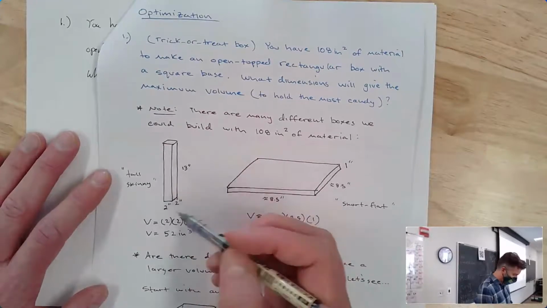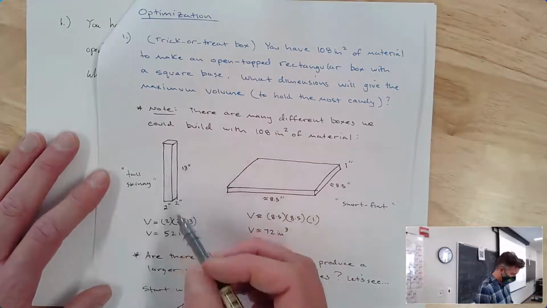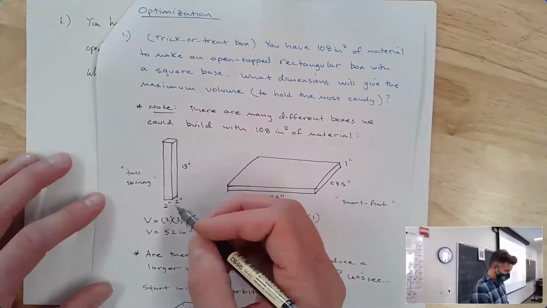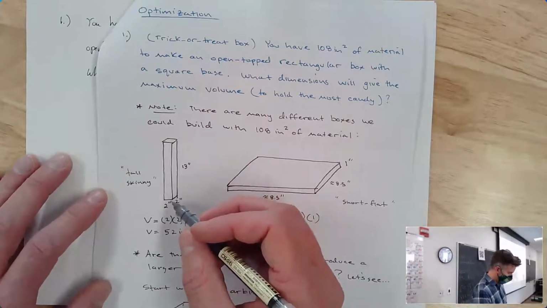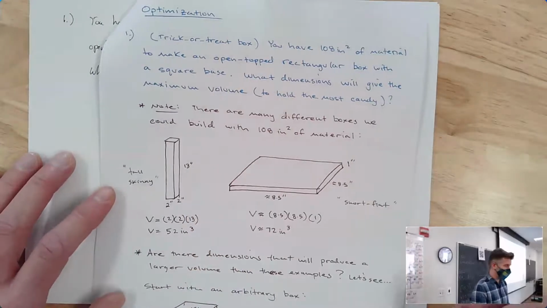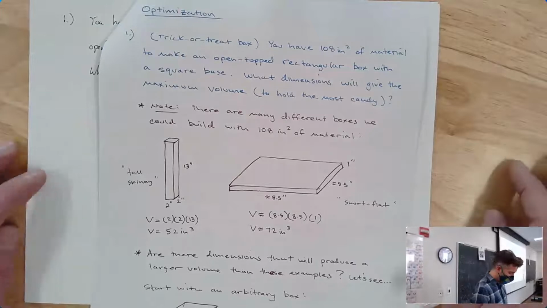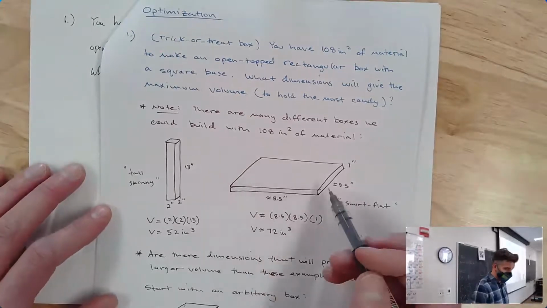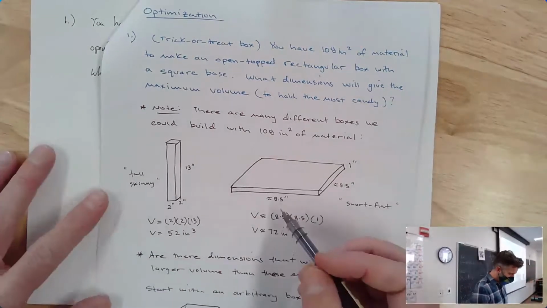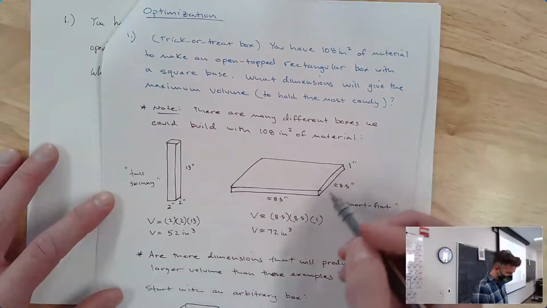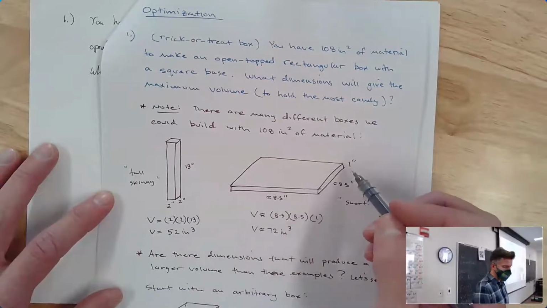The volume of that box would be 2 times 2 times 13, which is 52 cubic inches. And it would definitely have the right amount of surface area, because the base would be 4 square inches and each side would be 26, and 26 times 4 is 104, plus 4 is 108. Or you could have this really short open box where the height is 1 inch and the bases are each approximately 8.5 inches long.